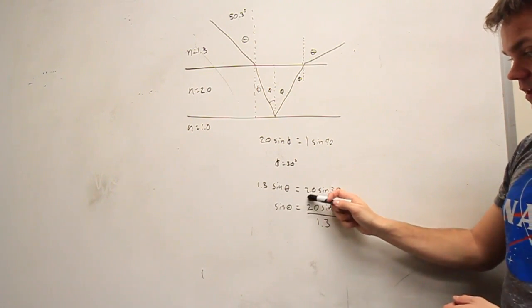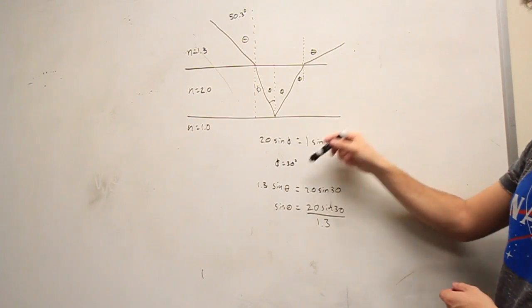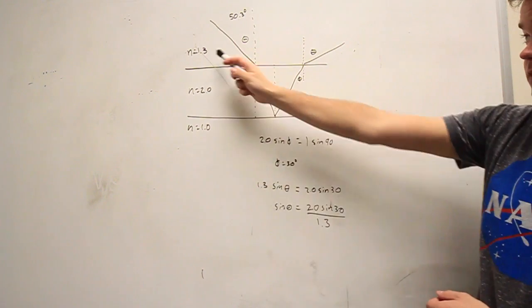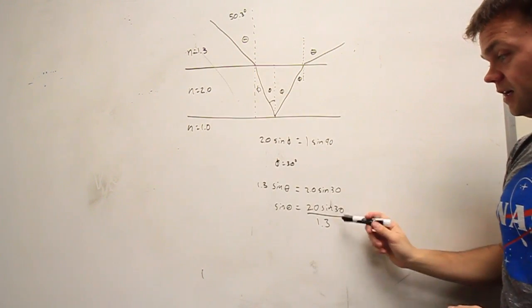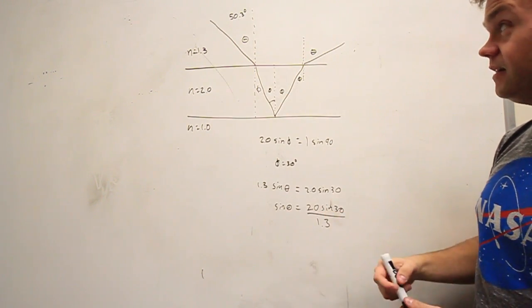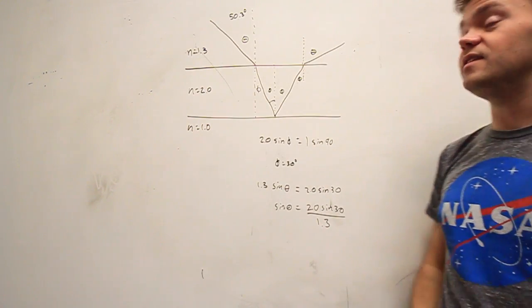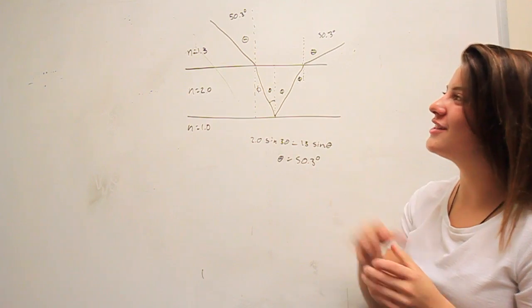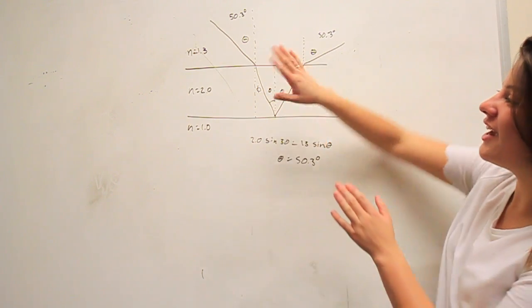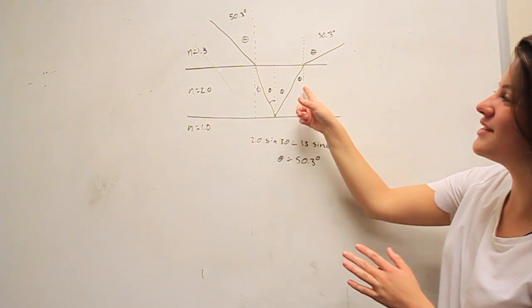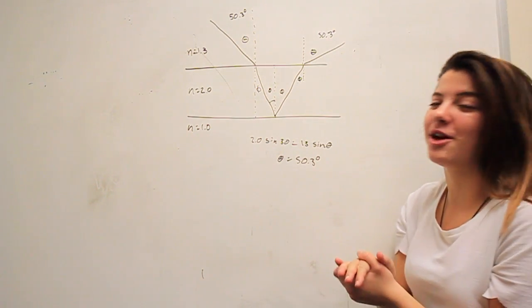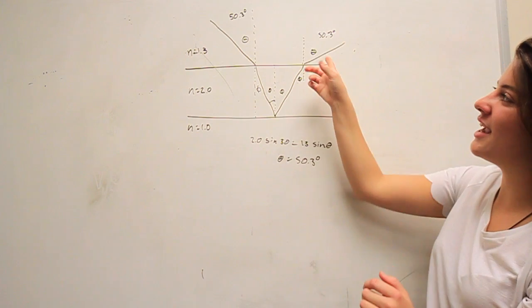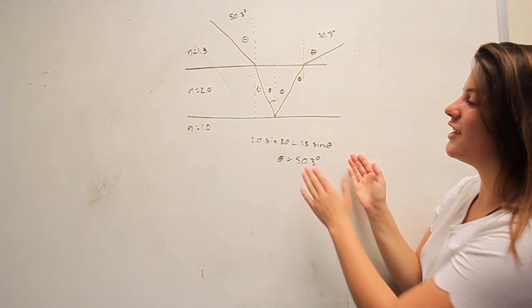We have 2.0 times the sine of 30, our initial phi, which is this value here, and then 1.3, the initial index of refraction, and we get sine of phi, where phi equals 50.3 degrees. Alright, so once we found these angles of phi, we know that all of these angles here are the same because of parallel geometry.